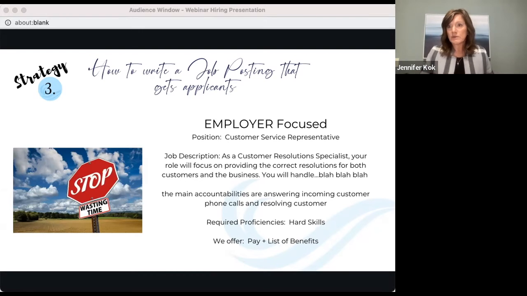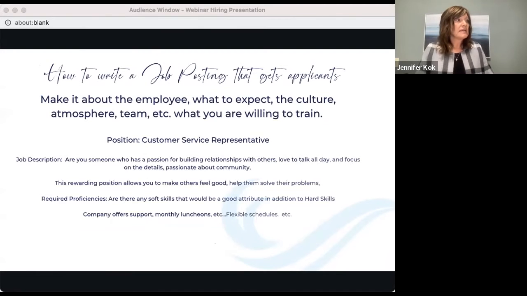So, I don't know, has anyone noticed we're a pretty self-centric society? We all love a good selfie. We all love our social media. So why do employers create job postings that are all about them and not about the employee? It's because that's what we know. That's what we've been taught. That's what we do. And it's worked. But what if we got a little more creative and did something that was a little bit more about the employee? What to expect, the culture, the atmosphere, what you're willing to train.